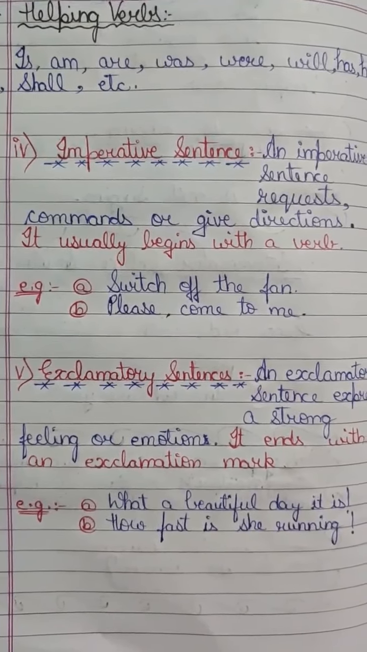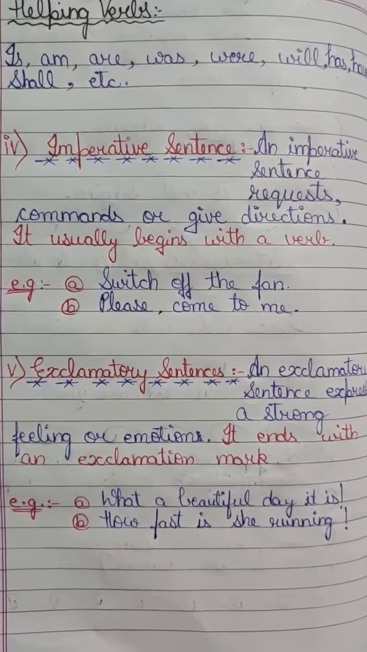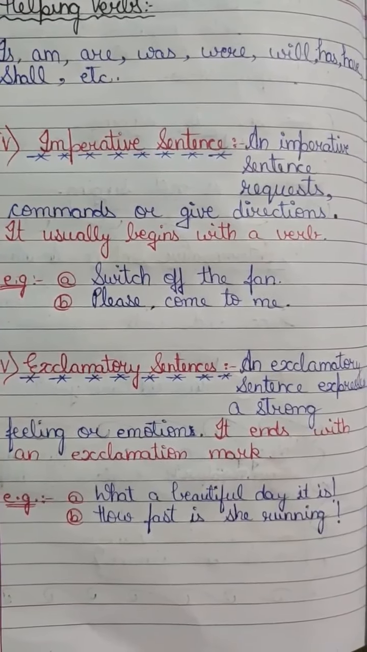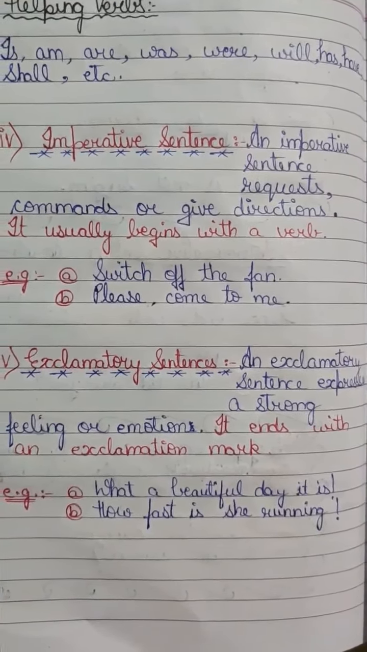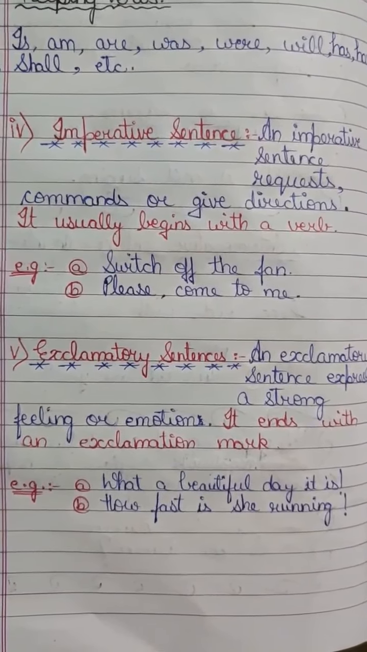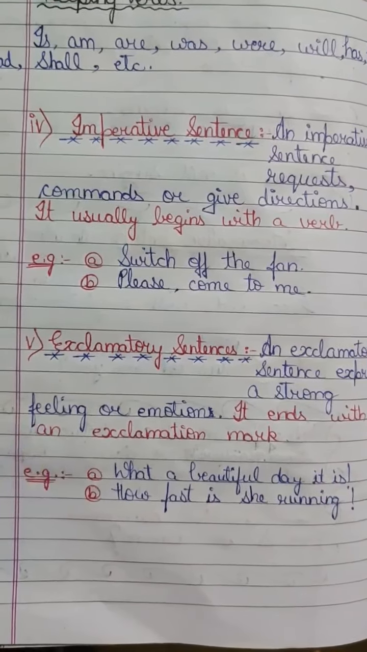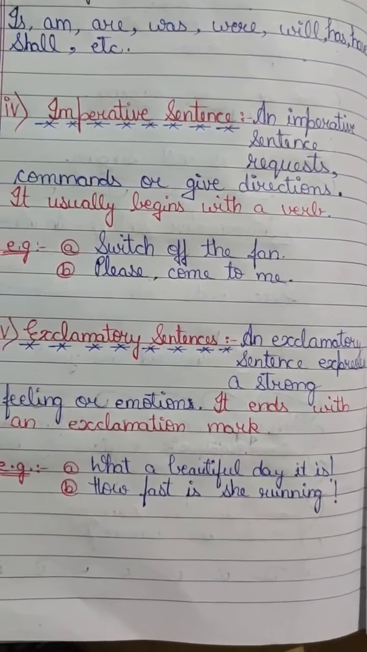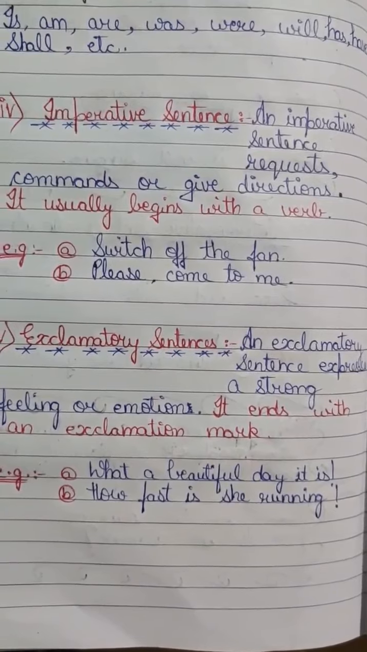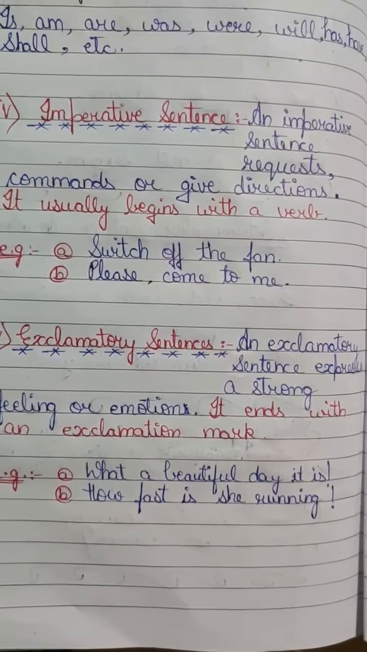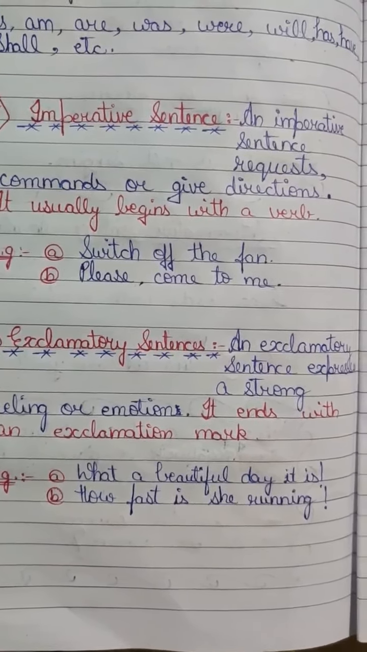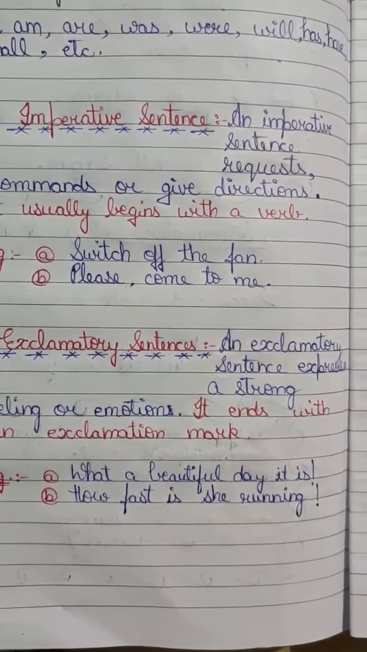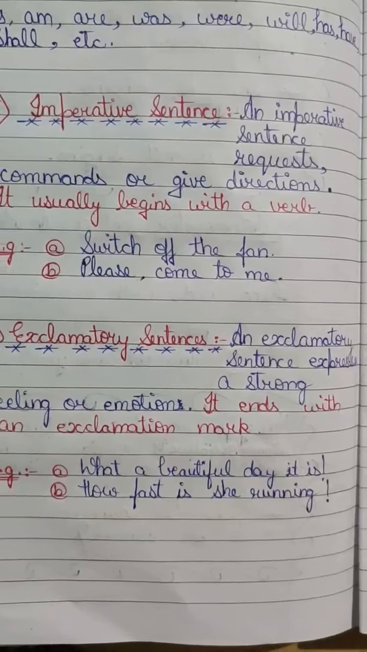For example, what a beautiful day it is! How fast is she running! If the exclamation mark would not be there, it could be an interrogative sentence as well. How fast is she running? Question mark. How fast is she running? What is the speed at which she's running, right?